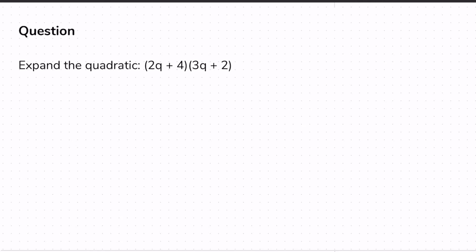Now this quadratic in front of us has two brackets, and normally what we would do with brackets is we would multiply everything inside the bracket by everything outside. It's not obvious what that looks like for this though. So there are two methods for resolving this situation.